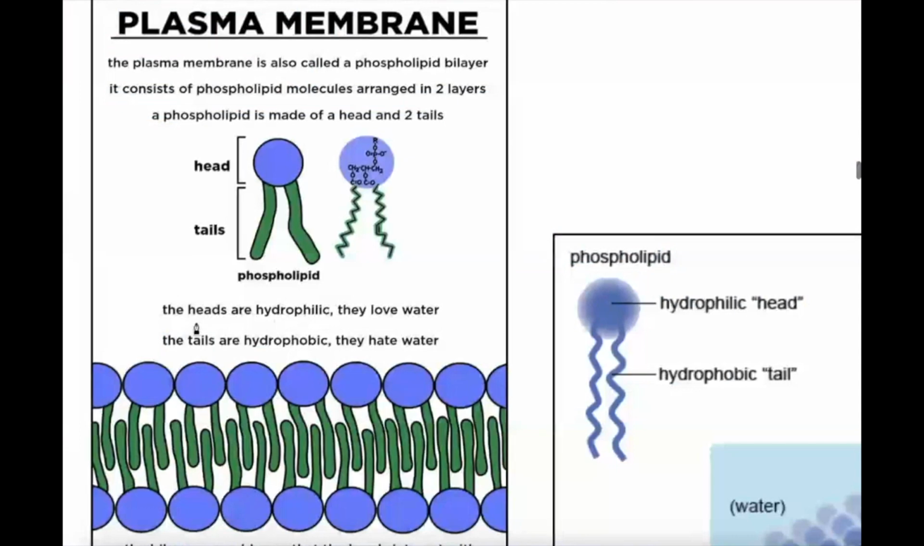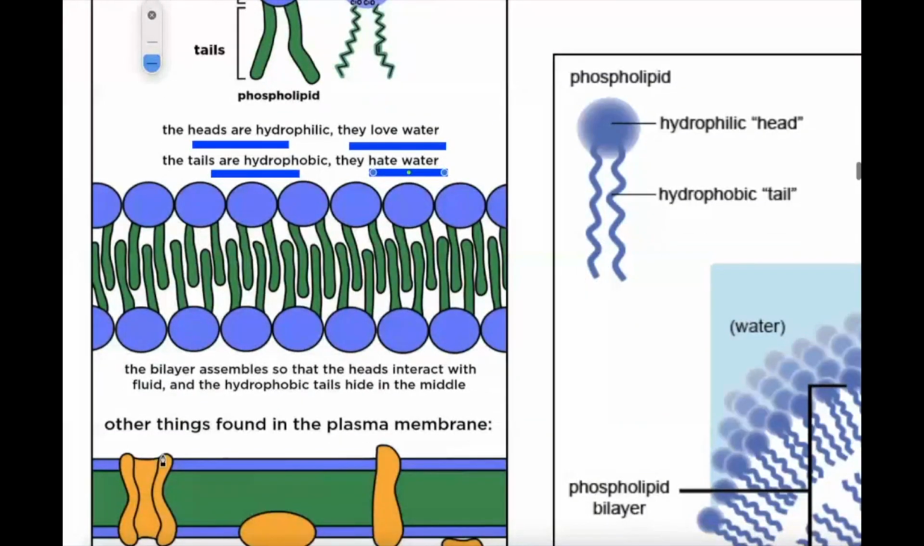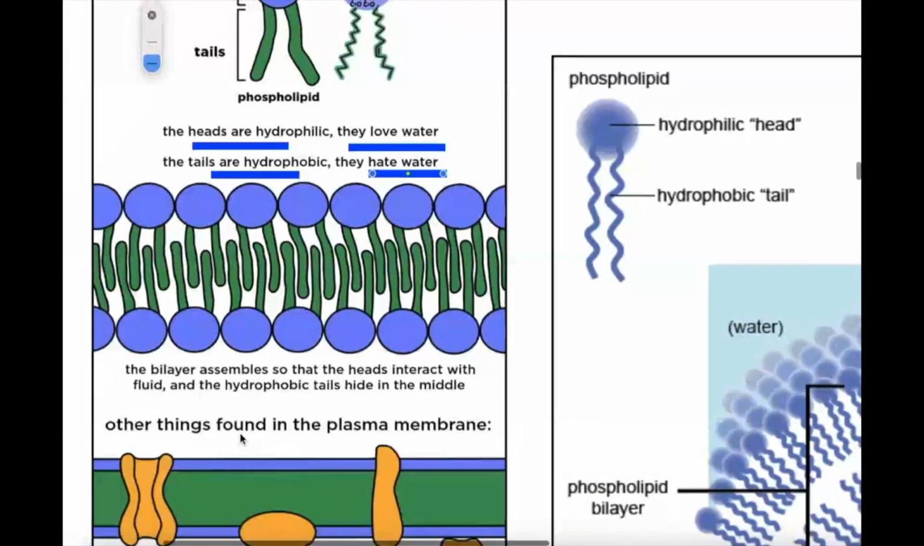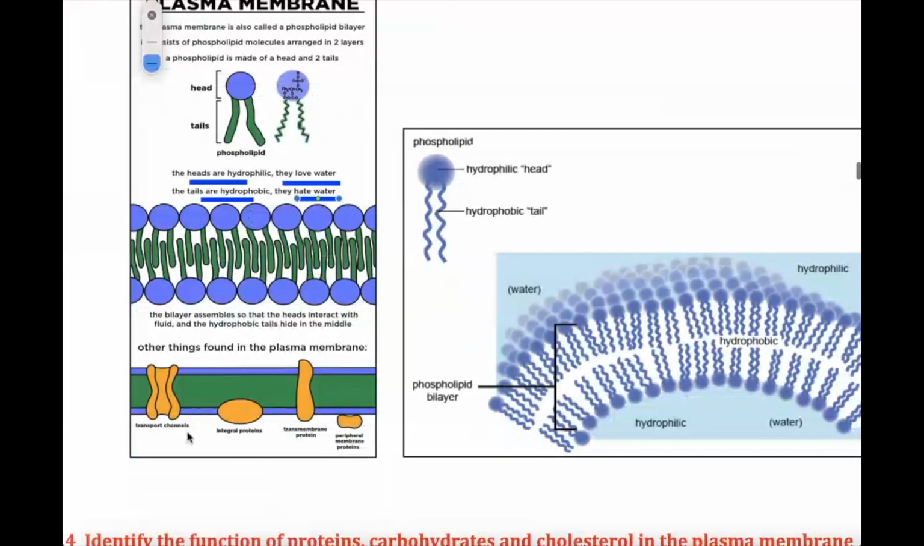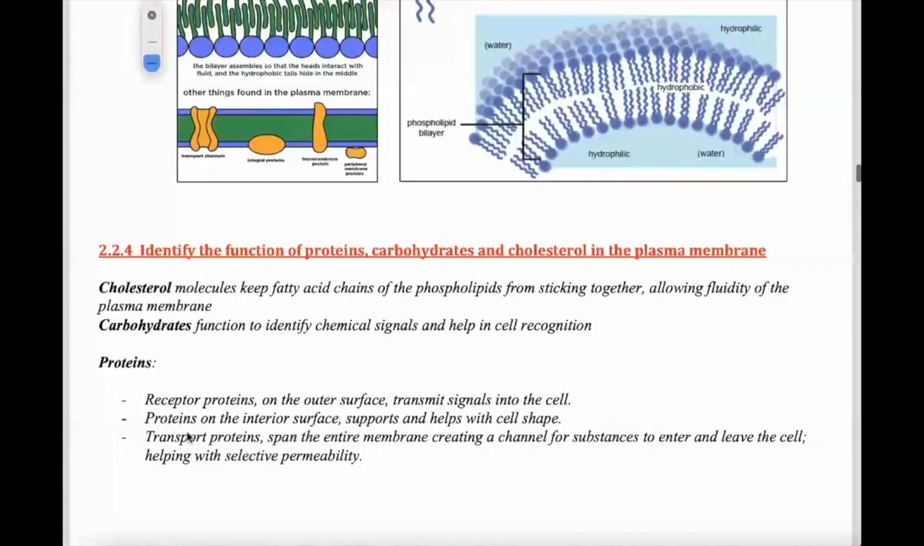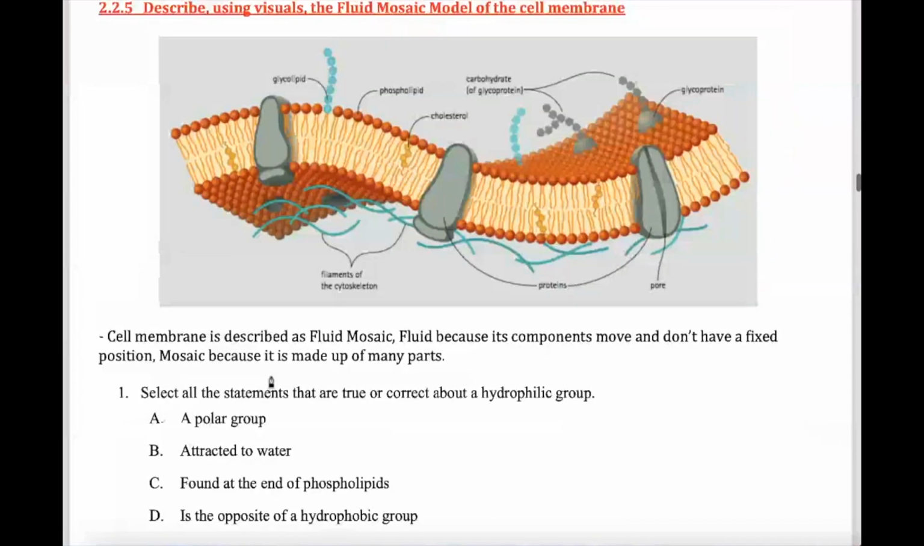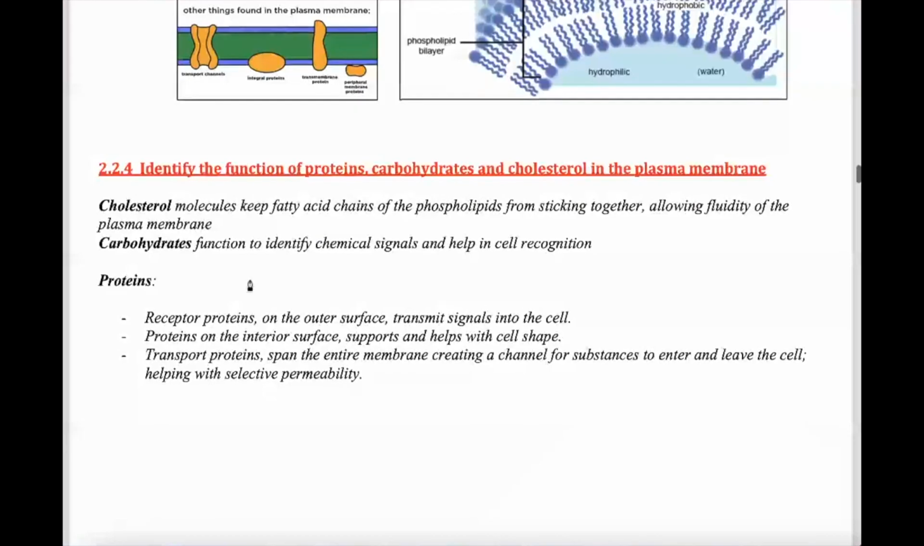Here it also tells you that the heads love water because they're hydrophilic. Tails hate water. They are hydrophobic. And then it also says that there is a fluid inside the cell membrane that makes it fluid. That is why it is called the fluid mosaic model. We will discuss the fluid mosaic model further down, but let's first discuss this one.